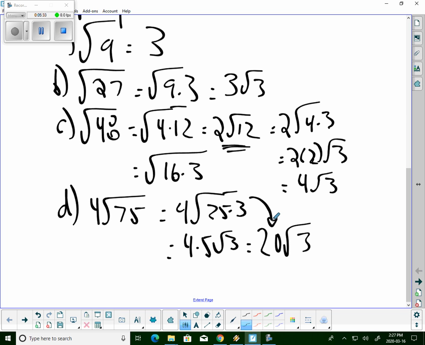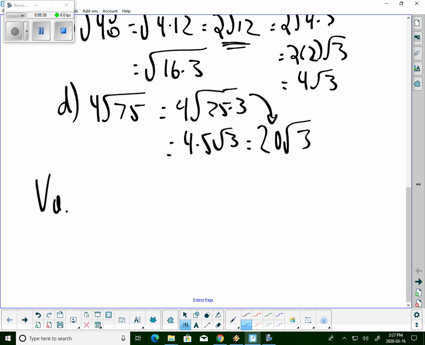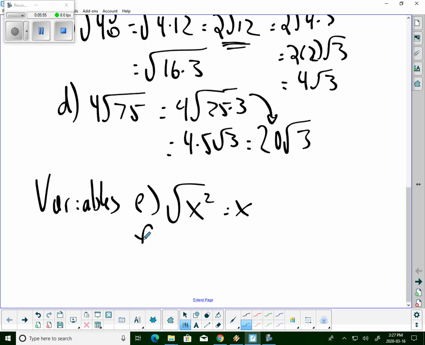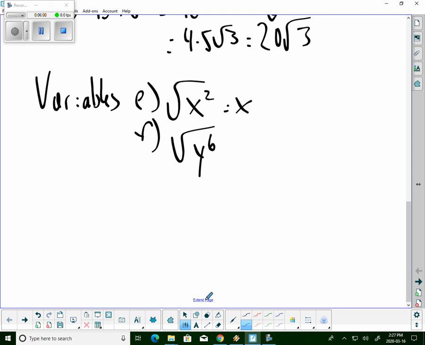Oh, wait. Variables. We're on E. If I take the square root of x squared, that's pretty straightforward. We've been doing that forever. If we are taking the square root of something like y to the 6th, what's our rule again when we have exponents bigger than 2 or take the square root? Or have we done that before? I don't remember these rules. That's why I show you stuff.